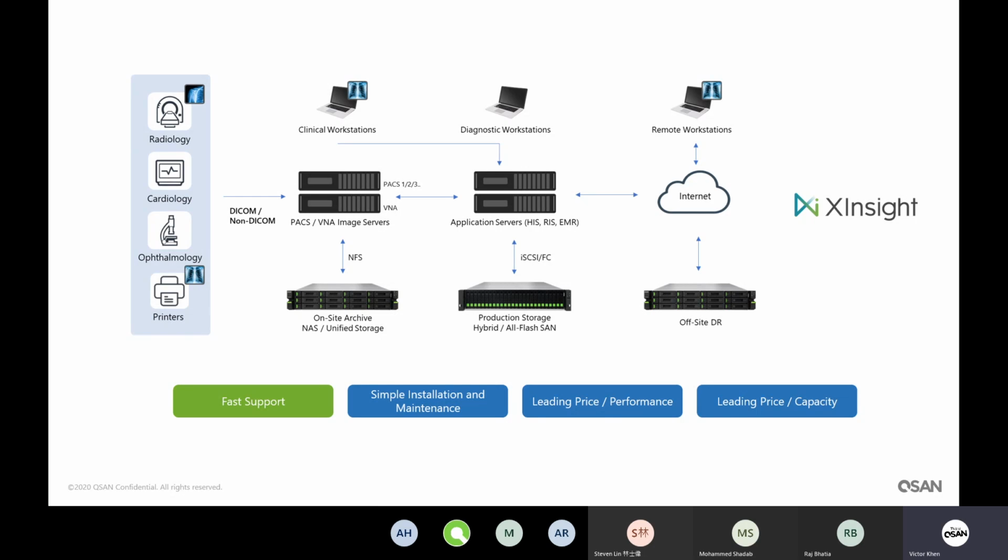And also we can provide price-leading capacity because we support third-party drives and JBODs. We definitely have an edge in this by at least 2 times. We can have our drives cheaper by at least 2 times.